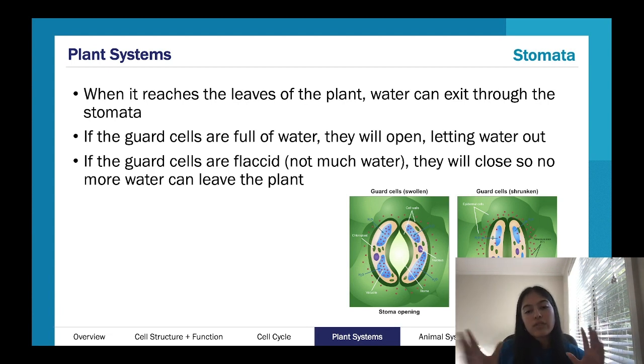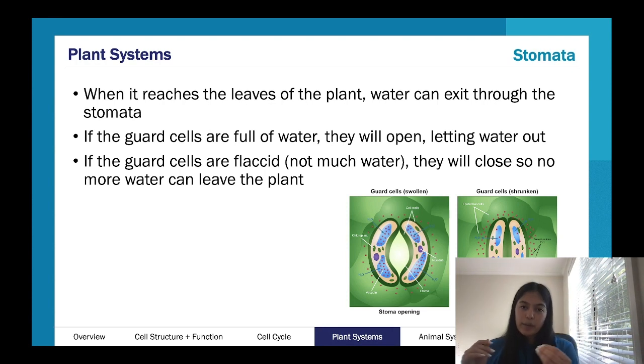On the other hand, if the guard cells are flaccid, so they're a little bit more loose, they're not as turgid and they're not pushing things out. Therefore, you don't have that much water, so you don't have enough to push them open. But again, that makes sense because you want to keep the stomata closed because you don't have that much water, so you don't want the water to evaporate. See how that makes sense?